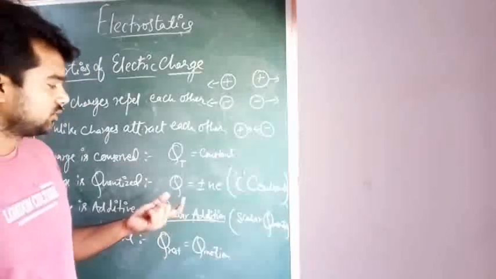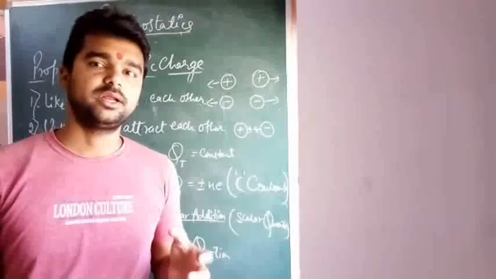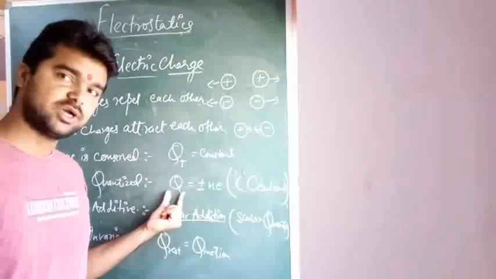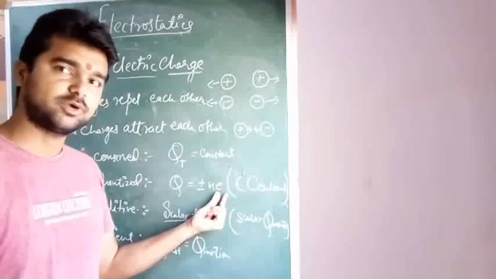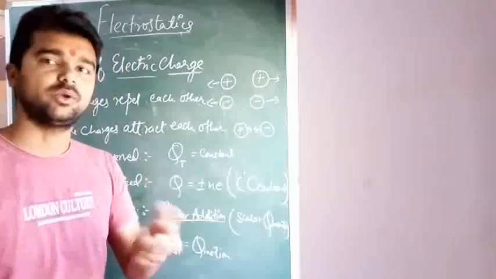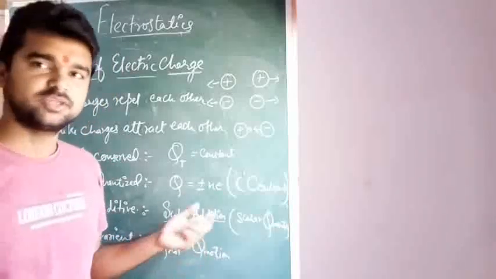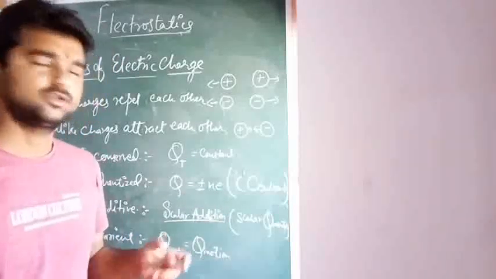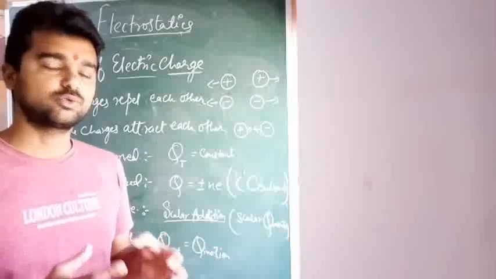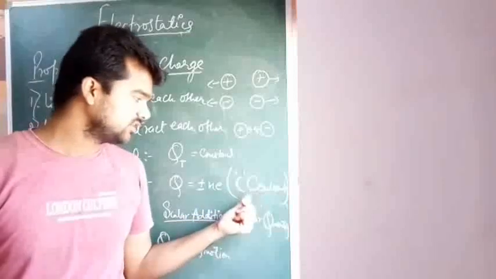So what if someone asks you a question: how many electrons are there in 1 coulomb of charge? Your answer should come from this formula. If you have 1 coulomb of charge, and you know the charge of an electron is 1.6 times 10 to the power minus 19 coulomb, you just divide by this factor and calculate, and you get your answer. It is about 6.25 times 10 to the power 18 electrons. That much charge is in 1 coulomb. So coulomb is a bigger unit. Okay, with this, we also know the unit of charge, that is coulomb.